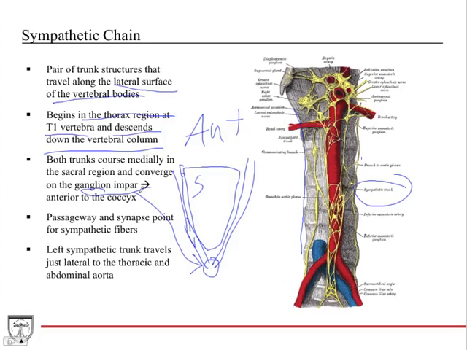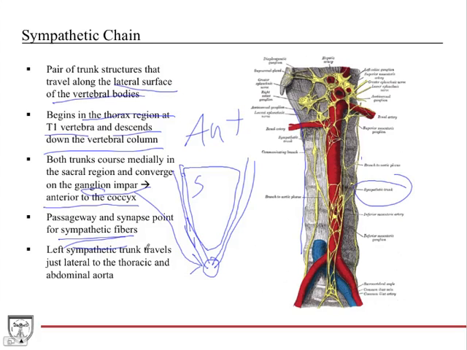And that's not terribly high yield for a board exam, but it could be on an anatomy exam. They could ask you where a sympathetic chain terminates. And so they converge onto this ganglion impar, and that's anterior to the coccyx. Okay? Now, with the sympathetic chain, we went through this in much more detail in the basics of autonomic nervous system. It's a passageway and synapse point for sympathetic fibers.